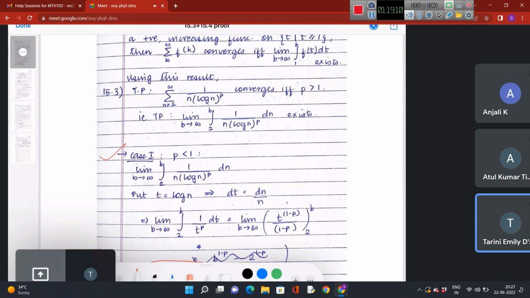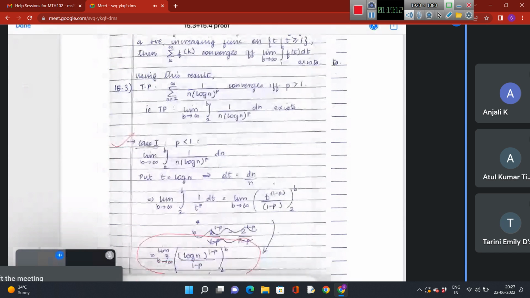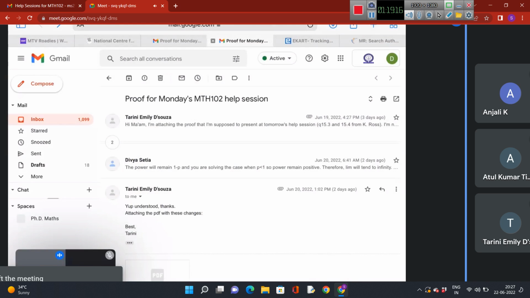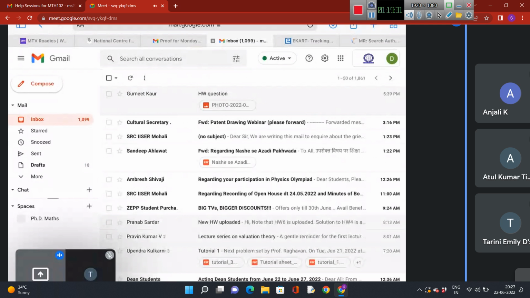Okay, so next is Gurneet. Last time I introduced the Dirichlet function, and I told you that the Dirichlet function is not continuous at any point. It is always a discontinuous function. So let's see, she has written a proof that it is always a discontinuous function.